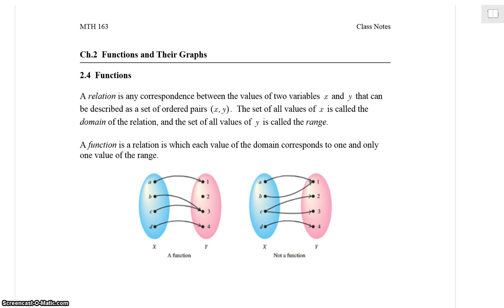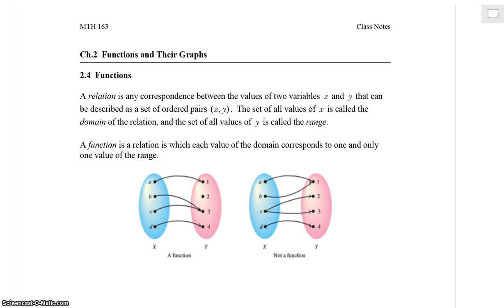Chapter 2, Functions and their Graphs, Section 2.4, Functions. We begin by defining a relation between two variables x and y. A relation is any correspondence between the values of two variables x and y that can be described as a set of ordered pairs x, y.